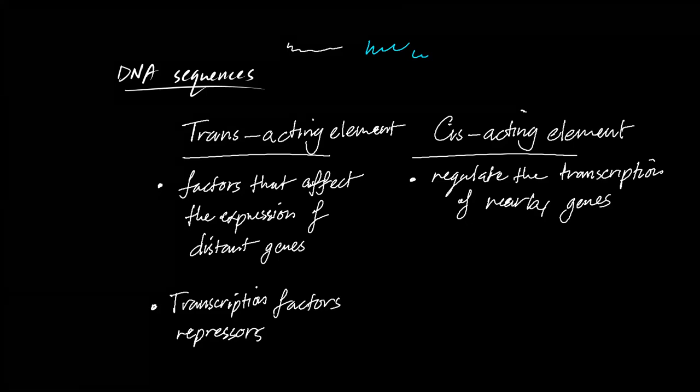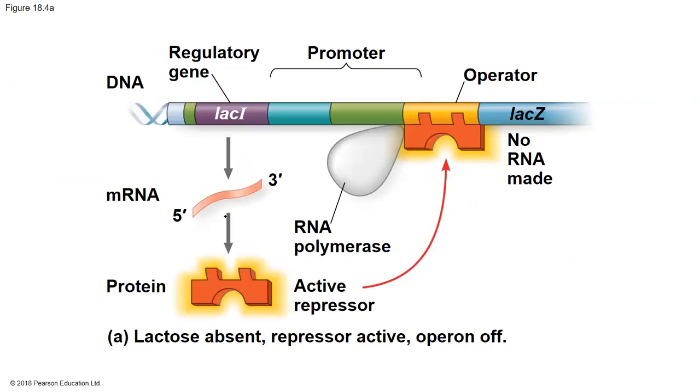So for example, if we go back here, notice that the lacI gene encodes a protein, and this protein can go bind into a distant gene and regulate the expression of another gene. So this is an example of trans-acting.